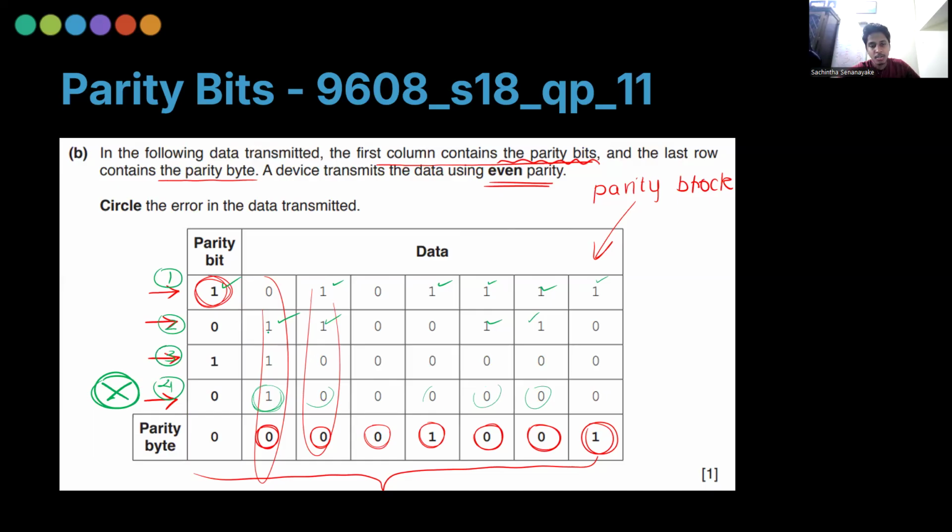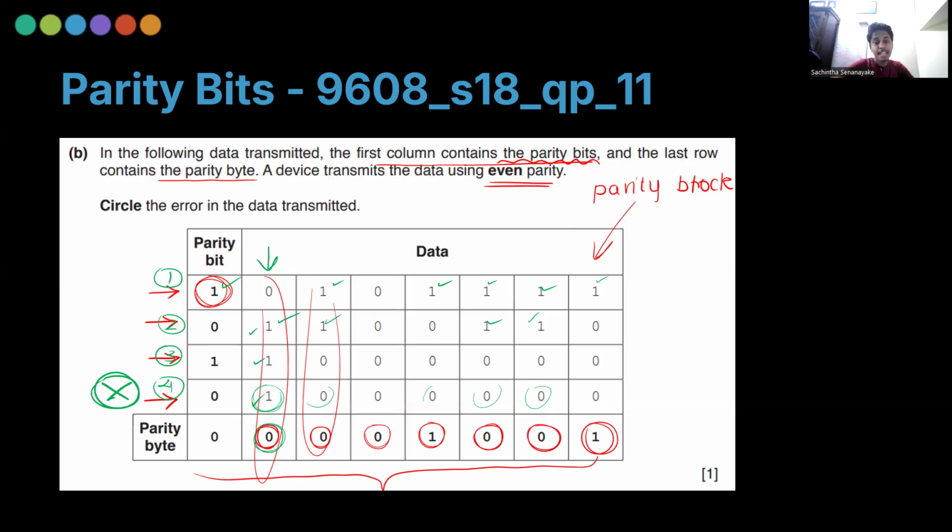Again, our columns must also use even parity. So let's check the first column. We have 1, 2, 3 ones. Oh, 3 ones, is it? But that's not supposed to be the case because if it was 3 ones, then the parity bit for that column should be a 1, because 1 plus 1 plus 1 plus 1 is what makes up 4.